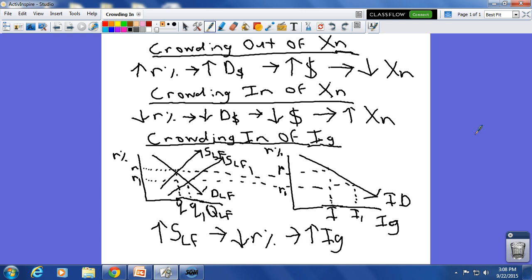So let's start off looking at the bottom section where we're talking about the crowding in of gross private investment. Once again, here we're going to have a loanable funds graph right next to an investment demand graph. With a loanable funds graph, we have a real interest rate on our y-axis, quantity of loanable funds on our x-axis. We have a downward sloping demand curve, DLF, and an upward sloping supply curve, SLF. In that initial equilibrium, we are at R and we are at Q.